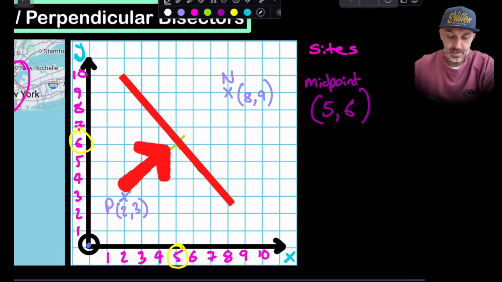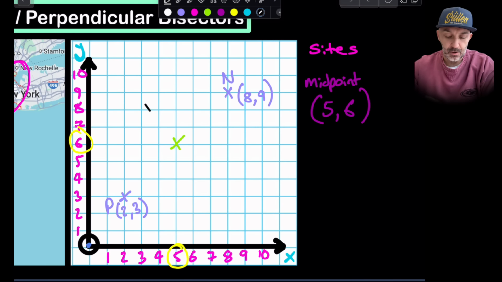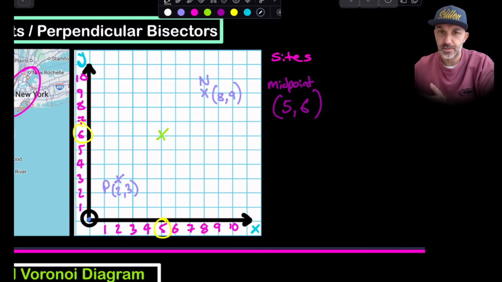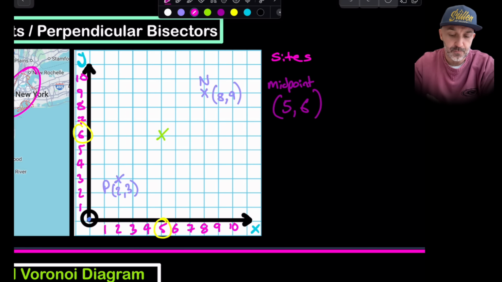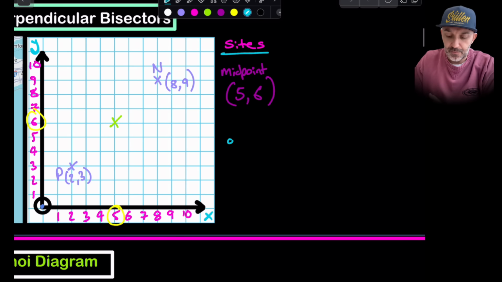Okay, now again, the gradient a lot of the time can be done by sight, but I'm going to show you how you would do it because there may not be a diagram. There may just be a blank piece of paper, or it's not to scale, or we don't know. So we're going to use the formulae to find that perpendicular bisector. So step one is to find the gradient between the two sides.